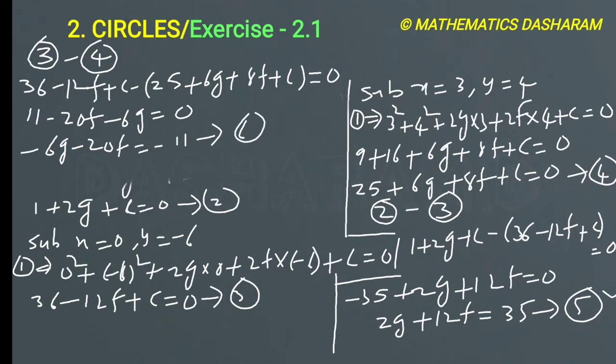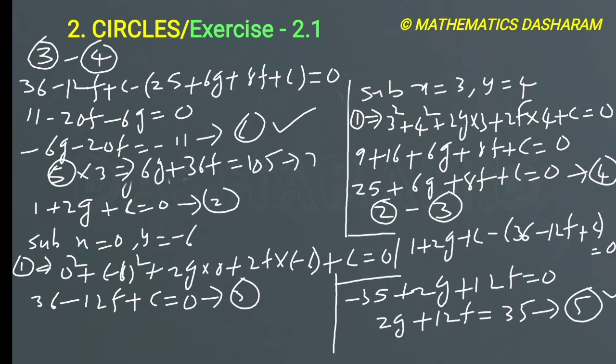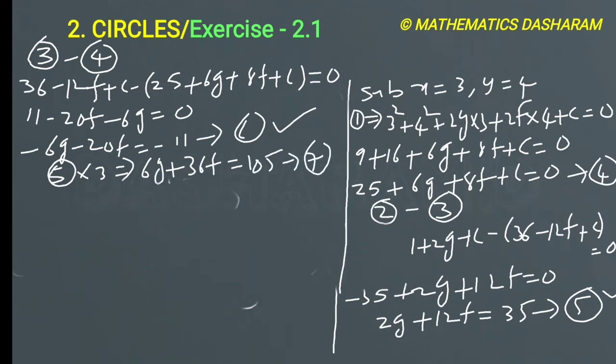Now equation number 5 and equation number 6 have same variables, which are g and f. So I am going to cancel the variable g from both equations. So that is why here equation 5 multiply with 3, because here coefficient is 6. So equation 5 multiply with 3, then it will become 6g plus 36f and 35 3s are 105, equation number 7.